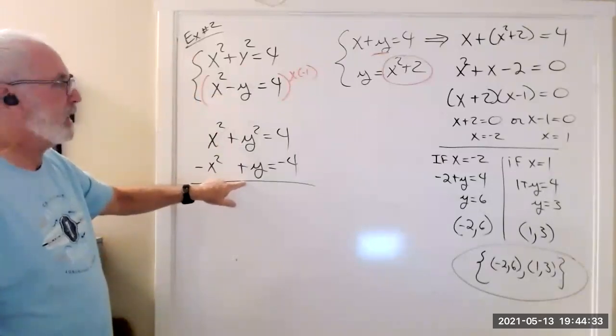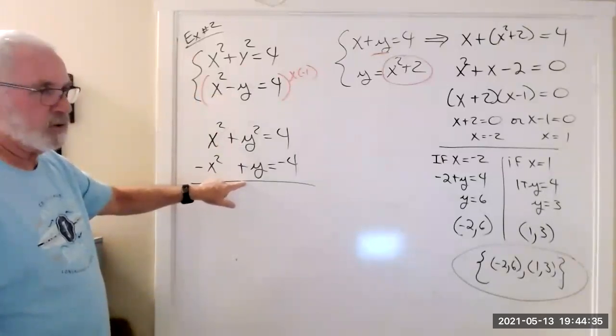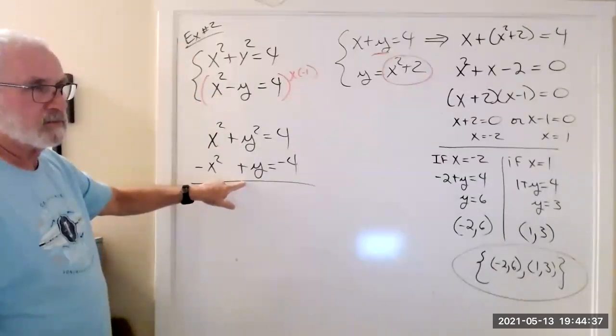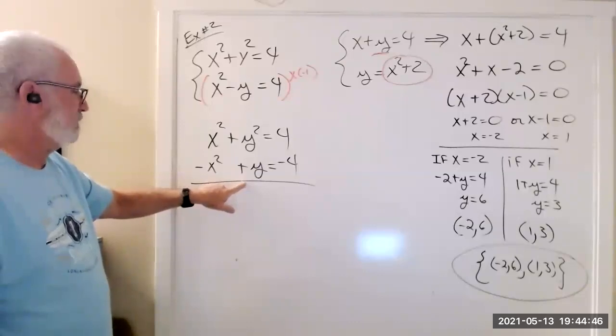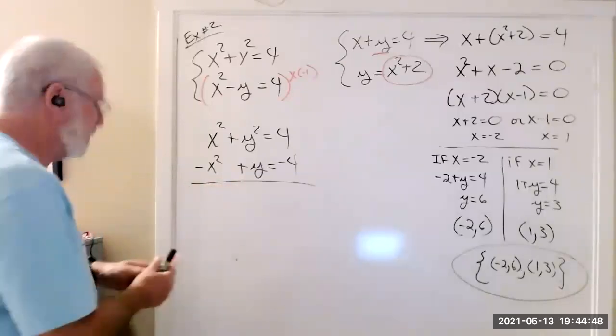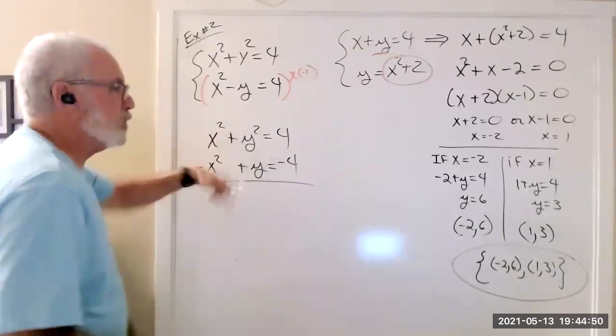Can those be added together? Would it be y cubed? I don't know. No, it wouldn't. Okay, the answer is no, you can't add these.